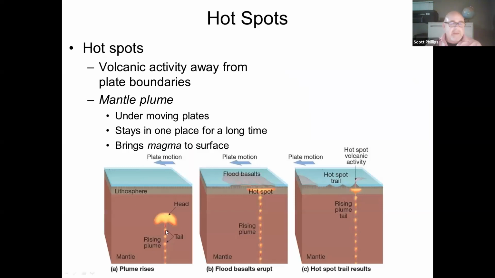So you have this mantle plume that rises, and the mantle plume stays the same, but the tectonic plates are moving over the top of the mantle plume. So the mantle plume is punching through, making an island, punching through, making an island, punching through, making an island. So it creates a chain of islands like you see in Hawaii.